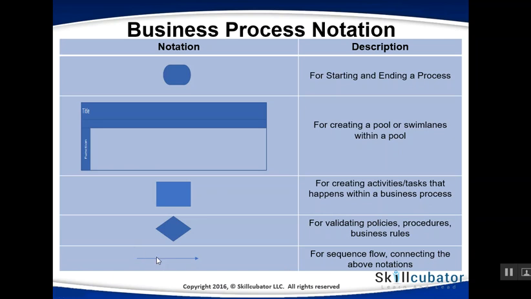And the last but not the least, this arrow is known as a sequence flow. Your sequence flow will determine in which direction the control of the process is going. It will help you connect two notations. And the arrow, you can see the head of the arrow, in whichever direction it is pointing, the control is going in that direction. So these are the basic notations you will be using to create your process model.